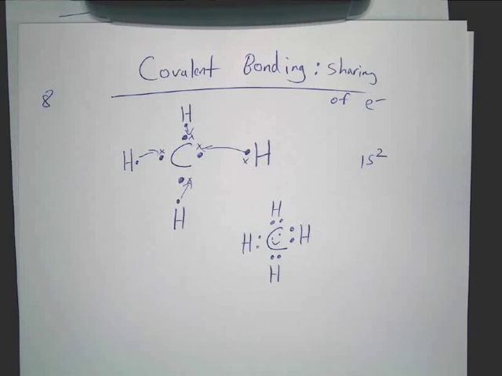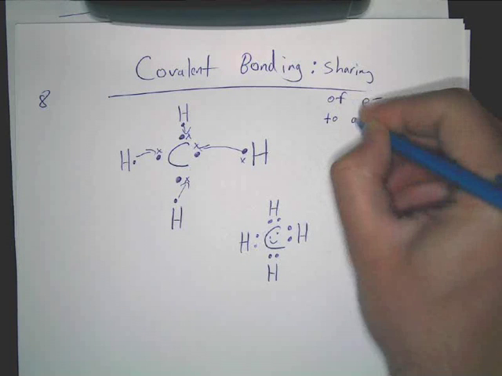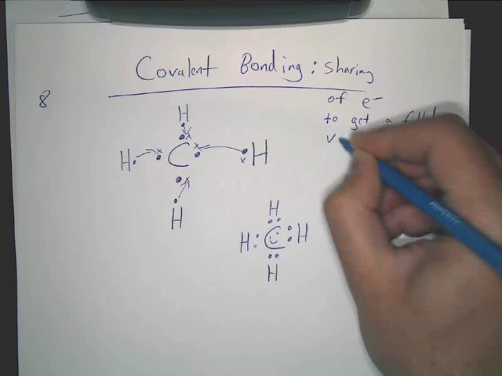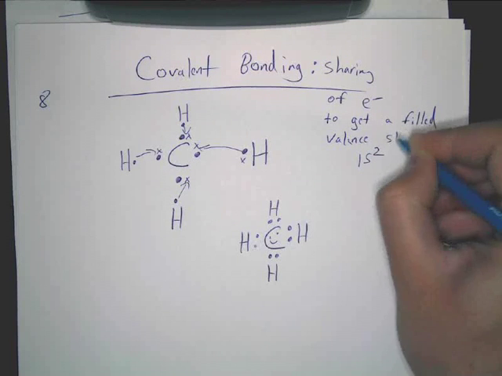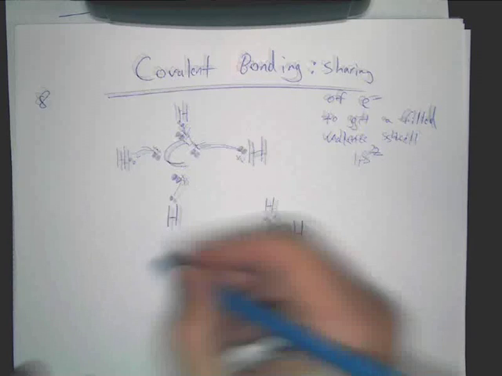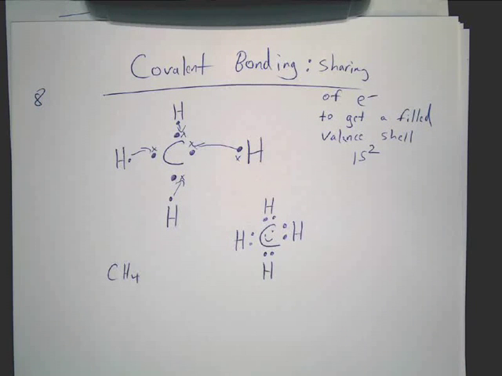So everything's happy. Carbon's happy. Hydrogen's happy. That's covalent bonding. It's a sharing of electrons. You might even want to add, to get a filled valence shell. That's very important, actually. That's why everything does this. Now, that's a covalent bond. You would write it CH4, which again we'll get into later. Anybody know what that is off the top of their head? Methane. That's methane, CH4.